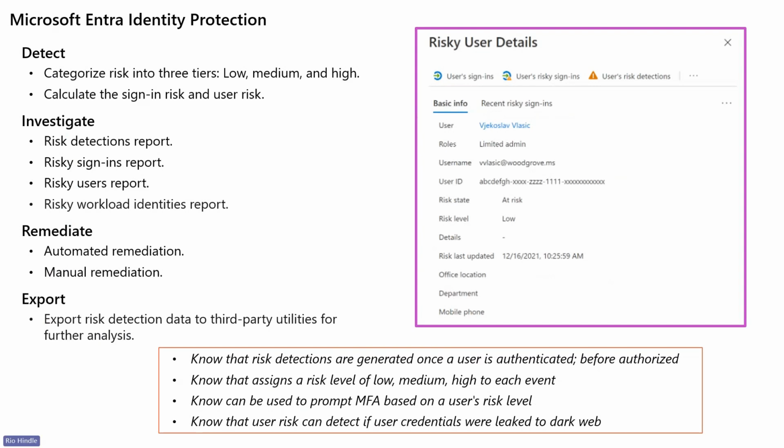Identity protection is a tool that allows organizations to accomplish three key tasks, really. Automate the detection and remediation of identity-based risks in near real time, investigate risks using data in the portal, and export risk detection data to third-party utilities for further analysis. Like I said, Microsoft employs over 10,000 threat intelligence employees. Microsoft analyzes trillions of different signals per day.